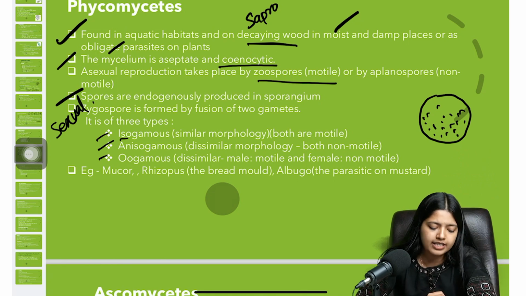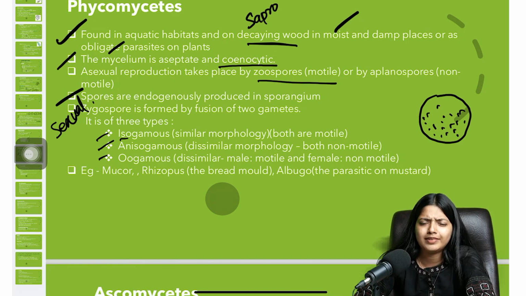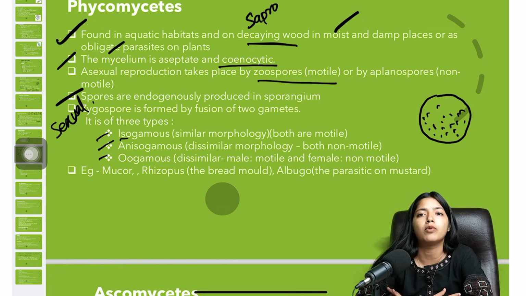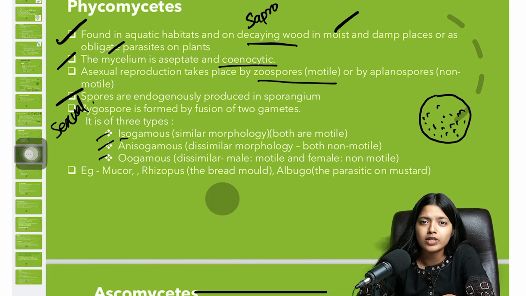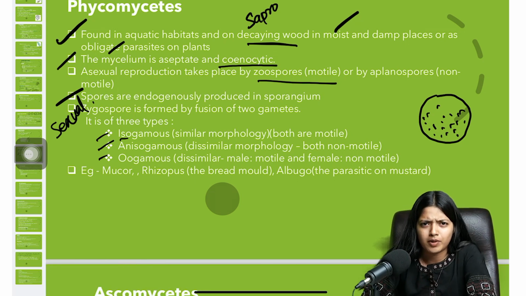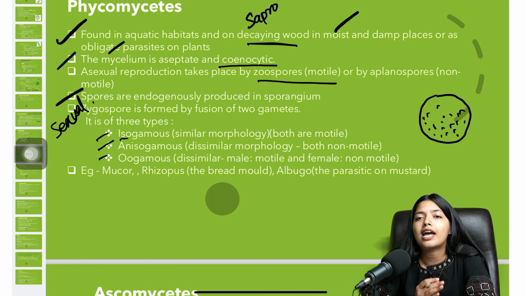Now anisogamous. Here the spores have dissimilar morphology. They don't look similar, they are different from each other. One will be large and one will be small. They have dissimilar morphology and both are non-motile. That is anisogamous. Isogamous means iso, same, and gamous means spores or gametes, the structures that help in reproduction. So isogamous means same morphology and both are motile. Anisogamous means different morphology and non-motile.